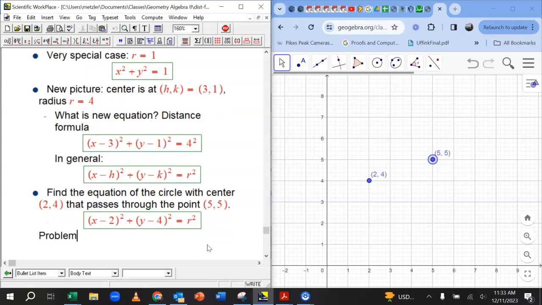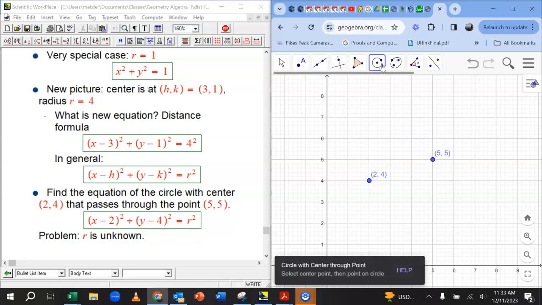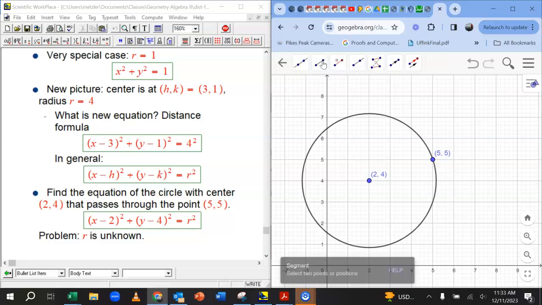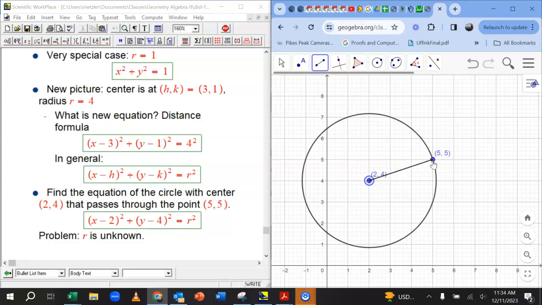But the problem is that r is unknown. But it's not hard to find. Okay, so let me actually draw that circle. GeoGebra is pretty good at that. Okay, I want the equation of that circle. And the key is that it's not hard to find r because here's the center. Here's a point on the circle. Hey, let's use the distance formula for that one known point. That will give me r.